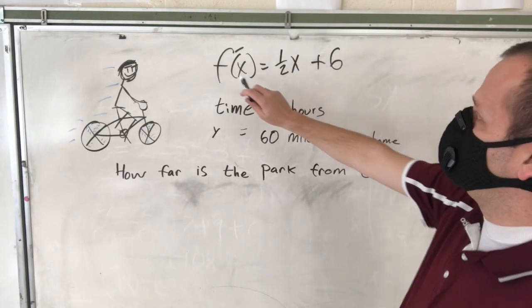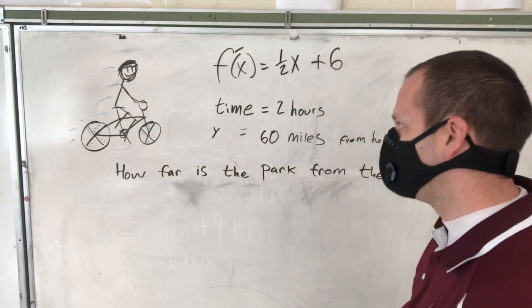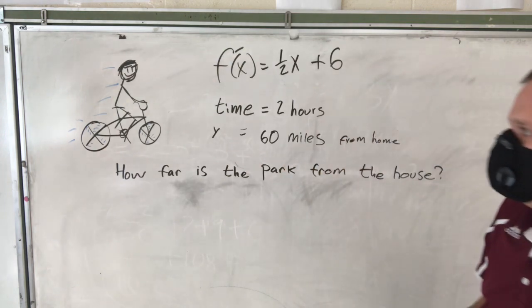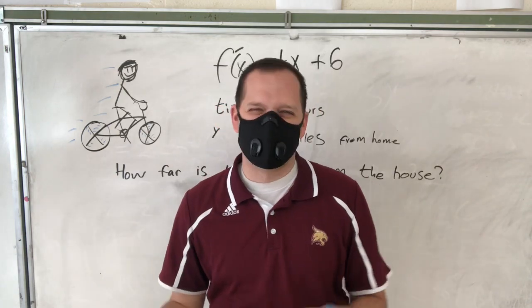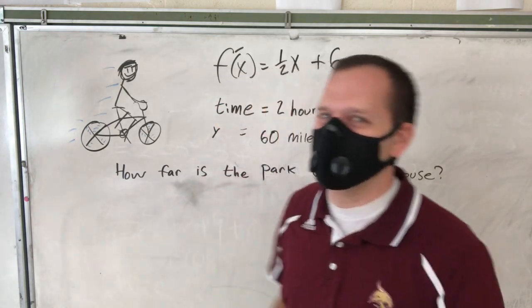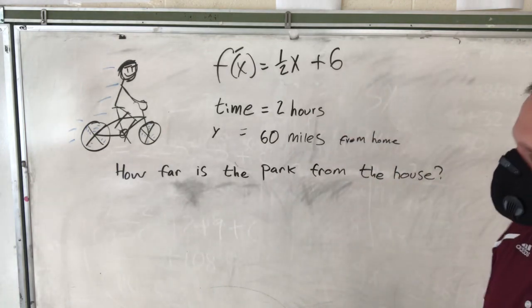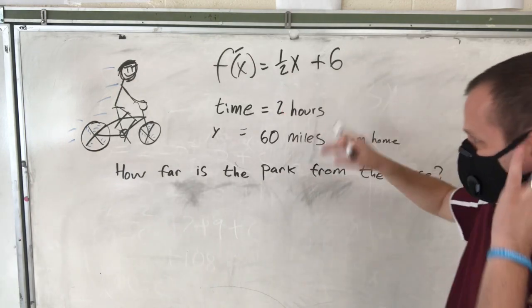So we have the speed of a bicyclist is modeled by 1/2 x plus 6. After 2 hours, this guy is 60 miles from his house. And he had to drive his car to wherever he was going to ride the bike at the park because he doesn't just want to ride from his house. He wants to go on a cool adventure. So we want to figure out how far the park is from his house. Well, let's figure this out. This is his speed, but we want to integrate it.